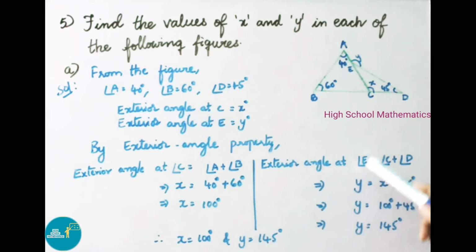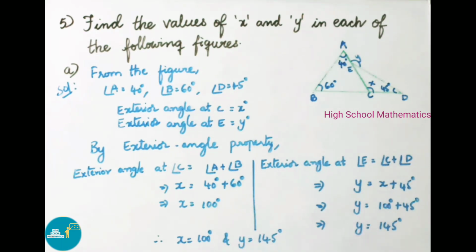Now exterior angle at E equals angle C plus angle D. That implies angle E, that is y, equals angle C, that is x, plus angle D, which is 45. That implies y equals the x value we got here, 100 degrees, plus 45 degrees. That implies y equals 100 plus 45, that is 145 degrees. Therefore x value is 100 degrees and y value is 145 degrees.